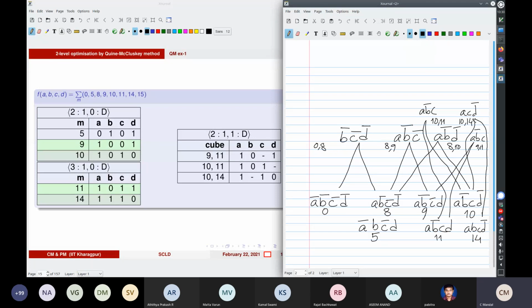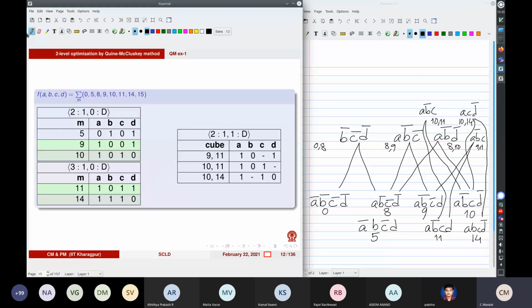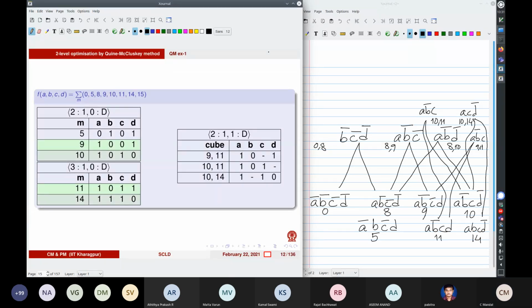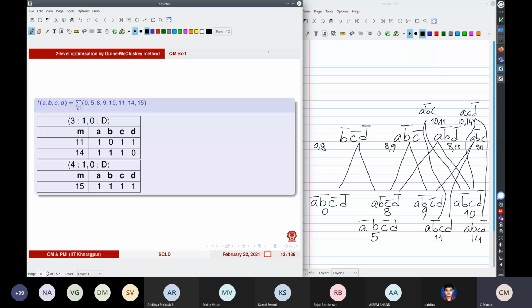Yeah, sorry about that interruption. So what you saw is that you can combine 10 and 14 to get ACD bar. Okay, so ACD bar. So you get these cubes. All right, so now we got one more cube which is all ones.